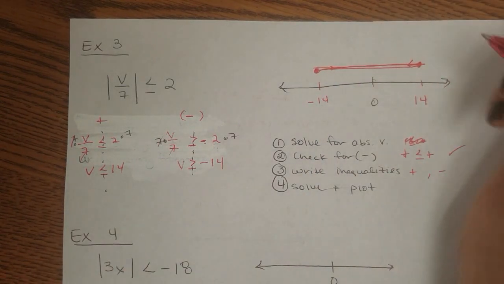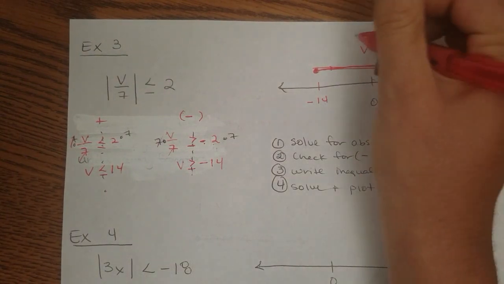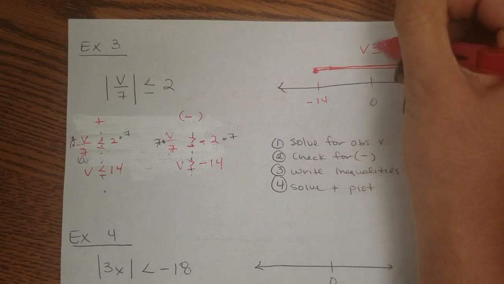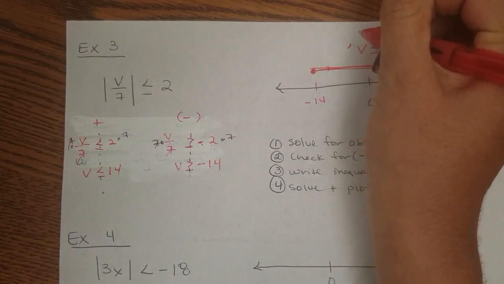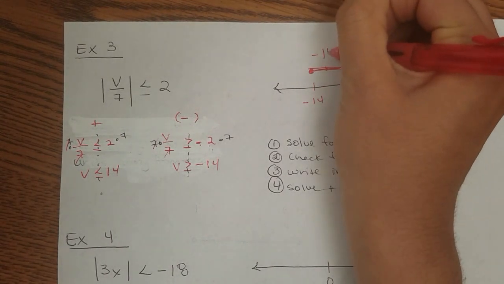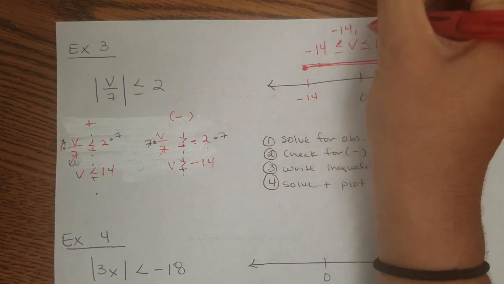So your solution set here is actually going to be any number in between these two points, between negative 14 and 14. One way you can write it, kind of like when we were writing our domain and range as an inequality, is v less than or equal to 14, but greater than or equal to negative 14. Or if you wanted to write it in interval notation, you could as well.